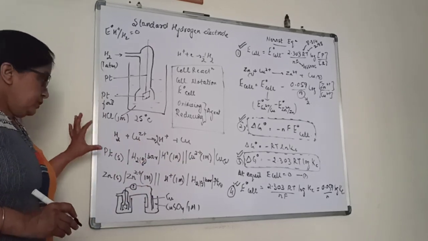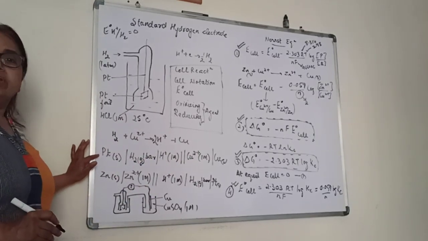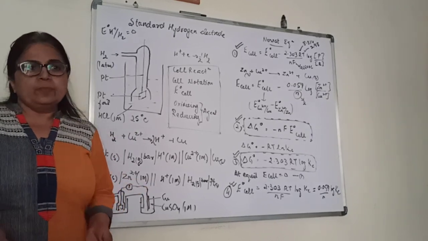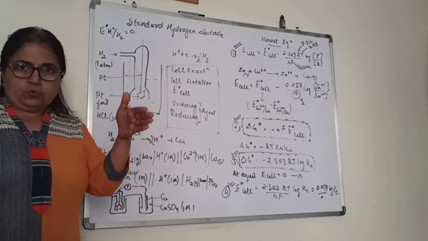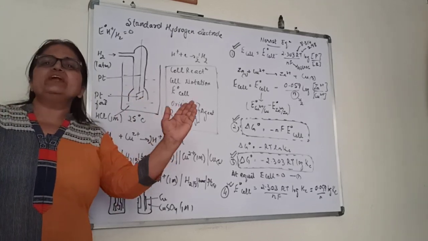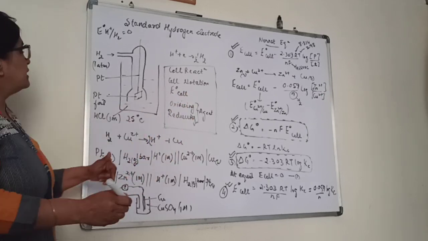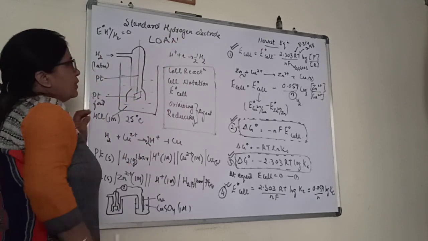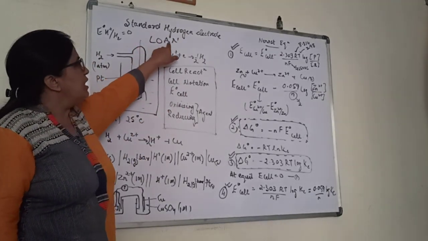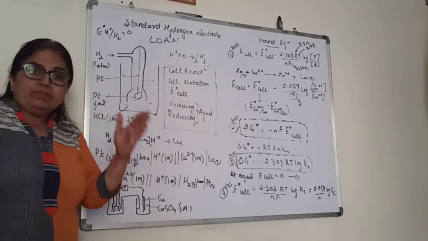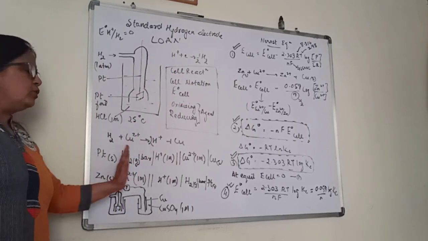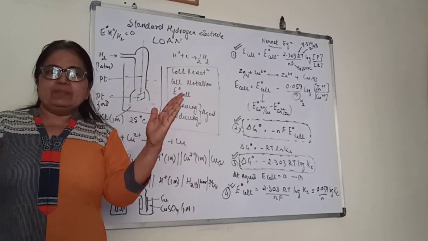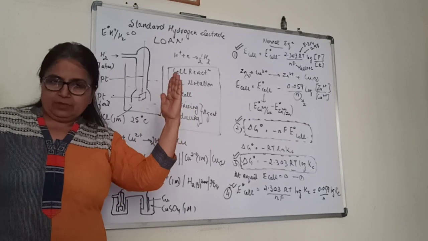Next thing, we can even write cell notations. Now what is a cell notation? It's basically a representation of a cell. In this, certain rules again we have to follow. Electrodes we need to write at the extreme ends. Like yesterday I told you, LOAN: L-O-A-N. Left hand side, oxidation, anode, negative electrode. Always we make sure that the anode is written on the left hand side and the cathode is written on the right hand side. So on the extreme ends we will write the anode and cathode electrodes.